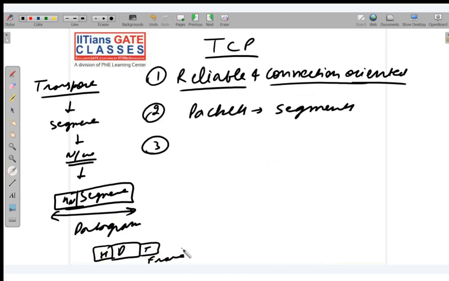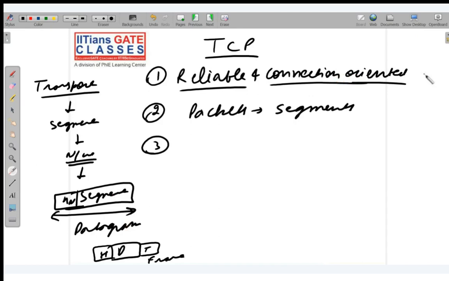Now you may argue, sir, at network, very important point is coming, please try to listen. You may argue that segments are carried in the internet in datagrams, and datagrams are transmitted by IP. IP is connectionless. So how is TCP connection oriented? Isn't it a contradictory thing? Are you getting it? So segments are carried in the internet in datagrams, and datagrams are transported by IP. IP is connectionless. So how is TCP connection oriented?